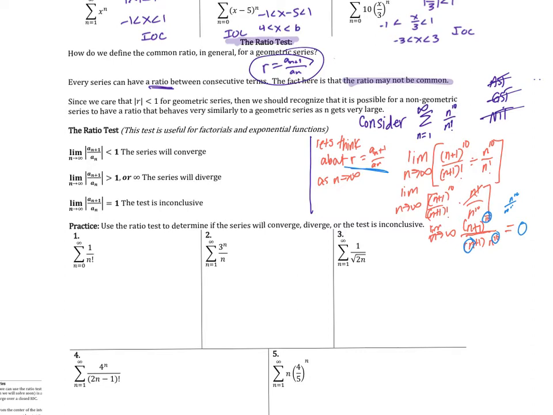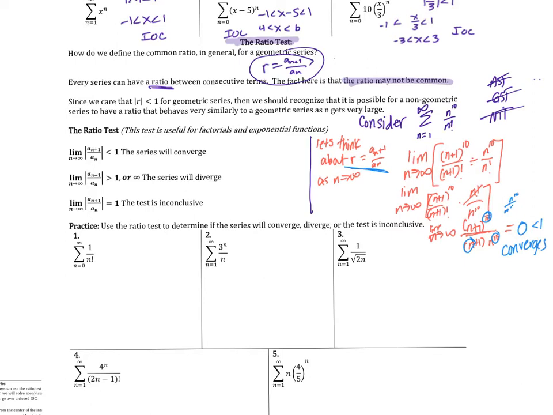And what does 0 tell us? If this was a geometric series, we could say that 0 is less than 1. So we could conclude that this converges. And that's what the ratio test does. It compares the ratio of the n plus first term over the nth term, and it analyzes how that limit as n approaches infinity behaves. Is it going to 0? Is it going to infinity? And the conclusions that we can draw from the ratio test are very, very similar to the geometric series test.